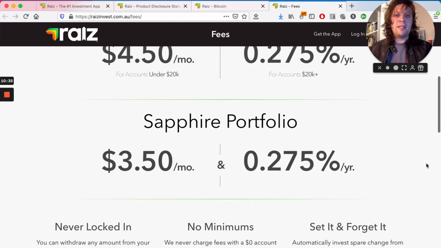Another thing to note is that the Sapphire Portfolio has its own set of fees as well. So if you choose the Sapphire Portfolio, you will pay $3.50 a month and the 0.275% per annum. So those two fees are combined. So that's definitely something to watch out for if you're going for the Sapphire Portfolio.